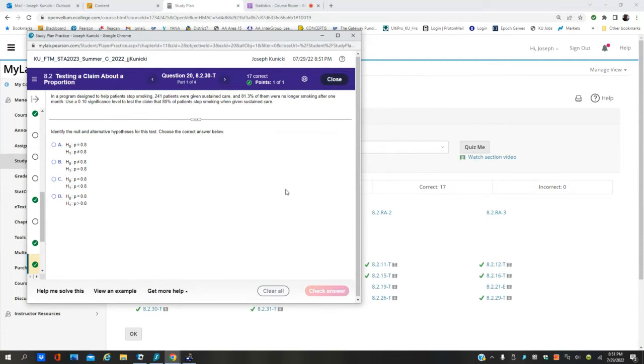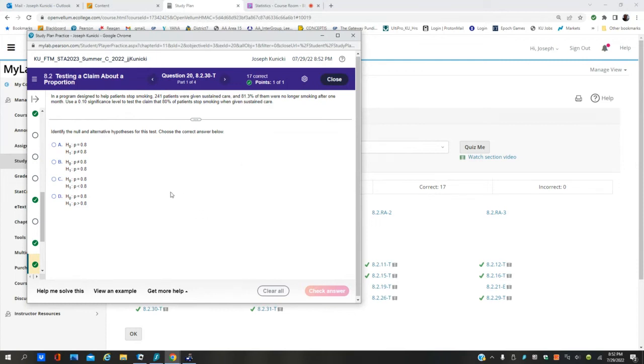In a program designed to help patients stop smoking, 241 patients were given sustained care and 81.3% of them were no longer smoking after 1 month. So the 241 is the sample size N. The 0.813 as a decimal is the P hat, that's the sample proportion. Use alpha equals 10% significance level to test the claim that 80% of the patients stop smoking when given sustained care.